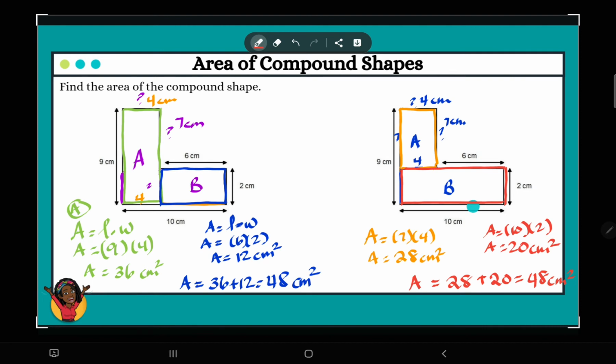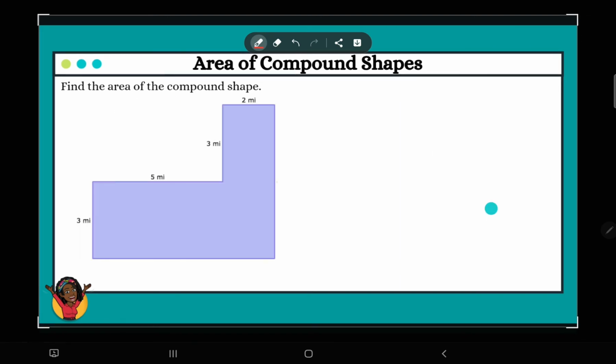And in this case, that's 48 centimeters squared. Find the area of the compound shape. So first I'm going to go ahead and fill in my missing sides, which I see are here and here.